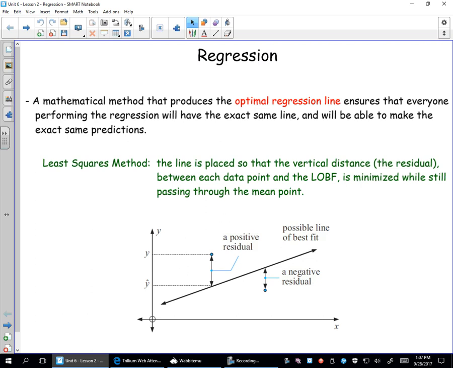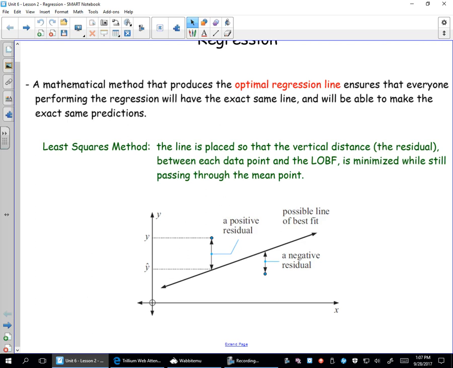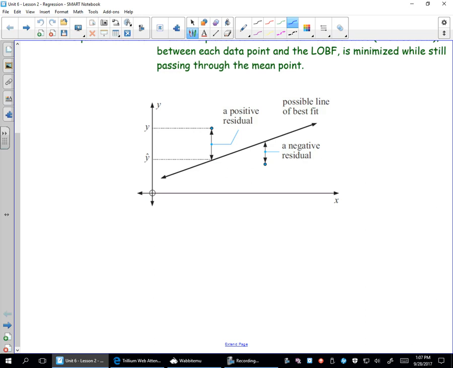And the method we're going to use is something called the least squares method. And the way this method works is, look at this diagram here. We're going to place the line such that the residual, which is the vertical distance between each point and the line, so this distance right here is a residual. Now, if the dot's above the line, it's a positive residual. If the dot's below the line, it's a negative residual.